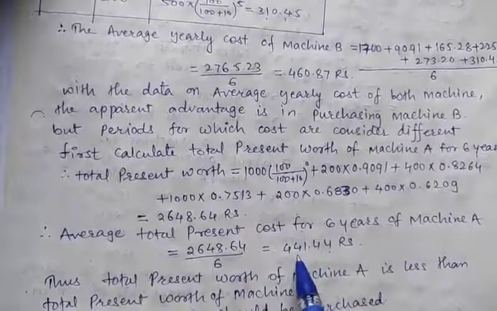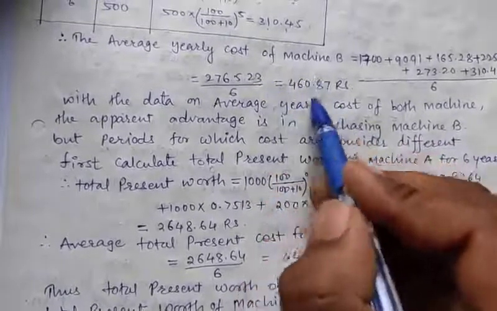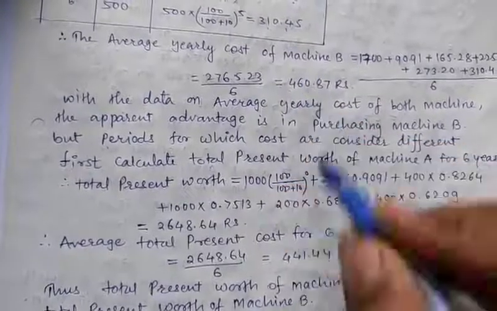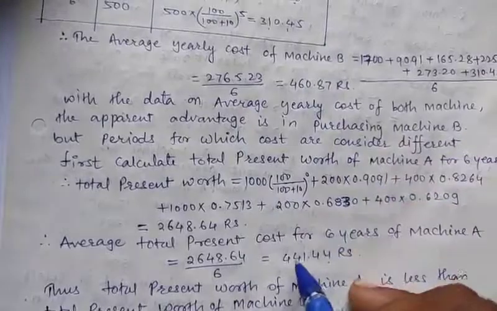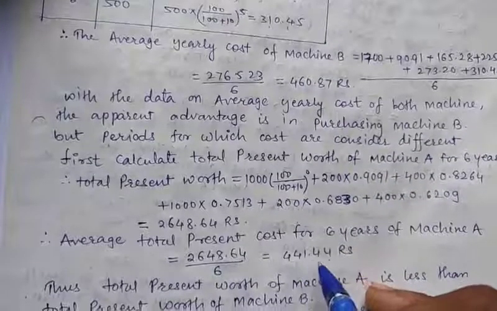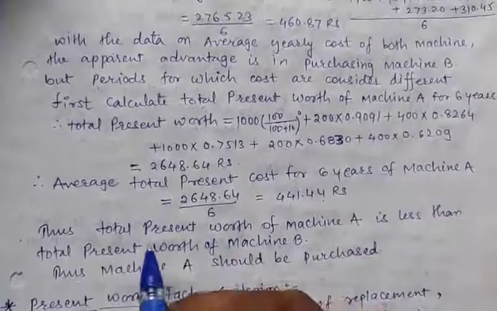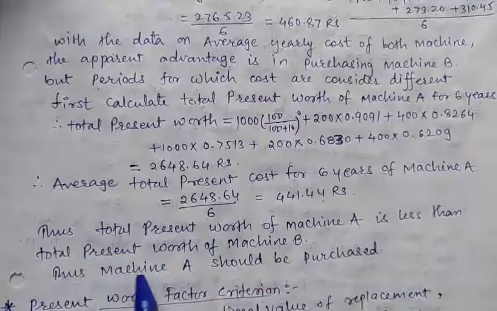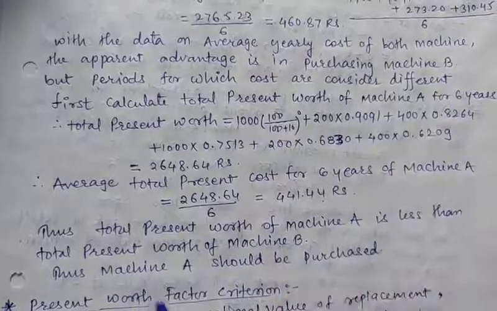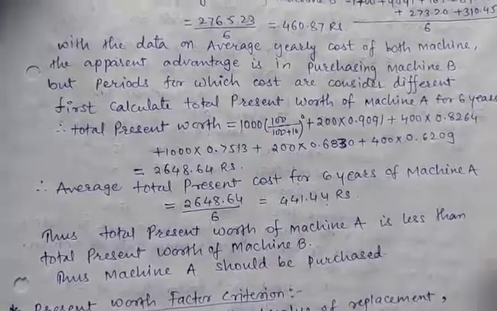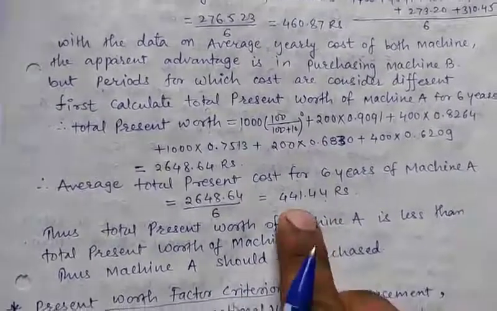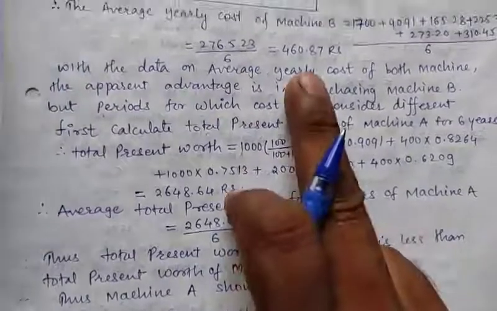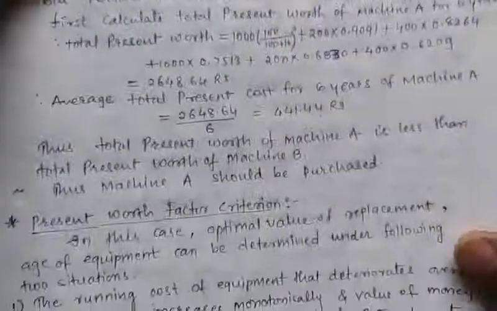Now if we compare the averages for machine A and machine B, what is the average for machine A, which is 441, and machine B having average 460. So among these two, what is minimum? The minimum average is 441.44. Therefore the total present worth for machine A is less than the total present worth of machine B. Thus machine A should be purchased, right? Because this is the minimum average cost. So machine A should be purchased.